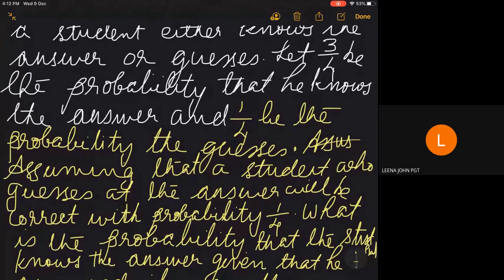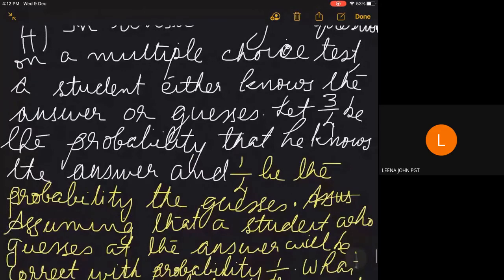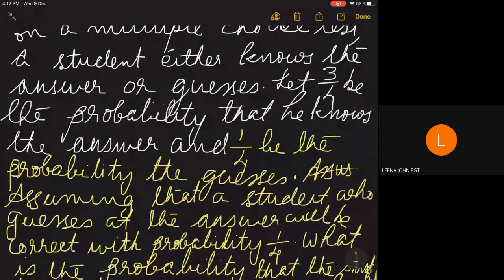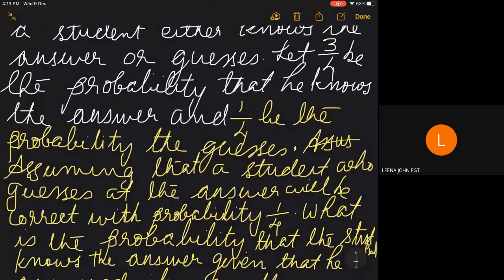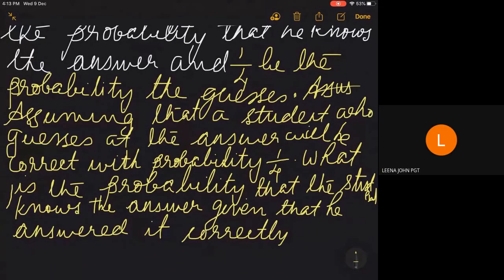So this question, children, if you are reading the question: in answering a question on a multiple choice test, a student either knows the answer or guesses the answer. Let 3 by 4 be the probability that he knows the answer and 1 by 4 be the probability that he guesses the answer. Assuming that a student guesses at the answer will be correct with probability 1 by 4. What is the probability that the student knows the answer given that he answered it correctly?